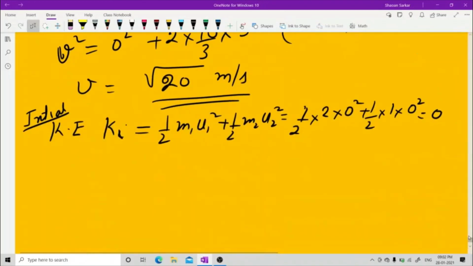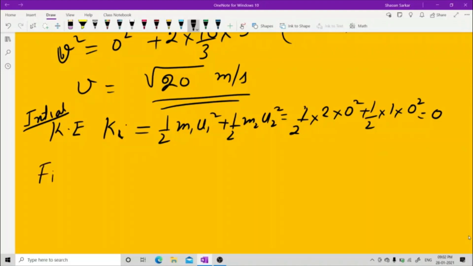Let me do it for you. What I am trying to tell you is, initially they both were at rest. Now the kinetic energy: they suddenly started moving together.